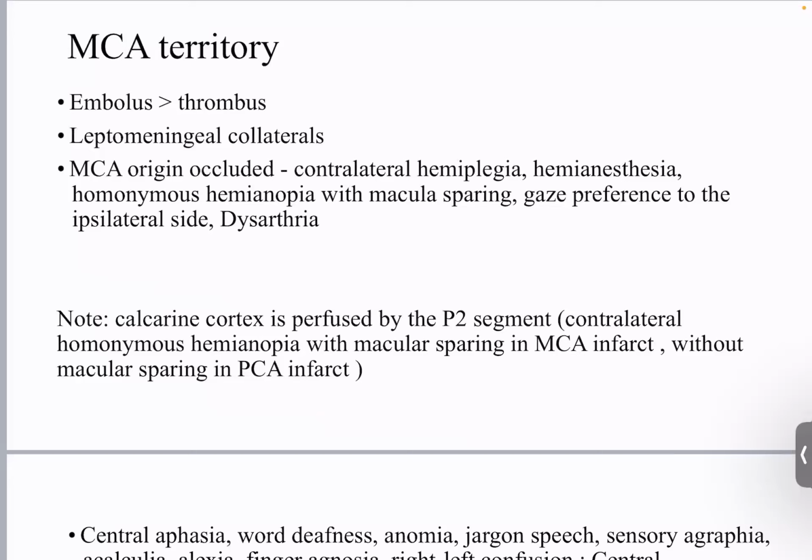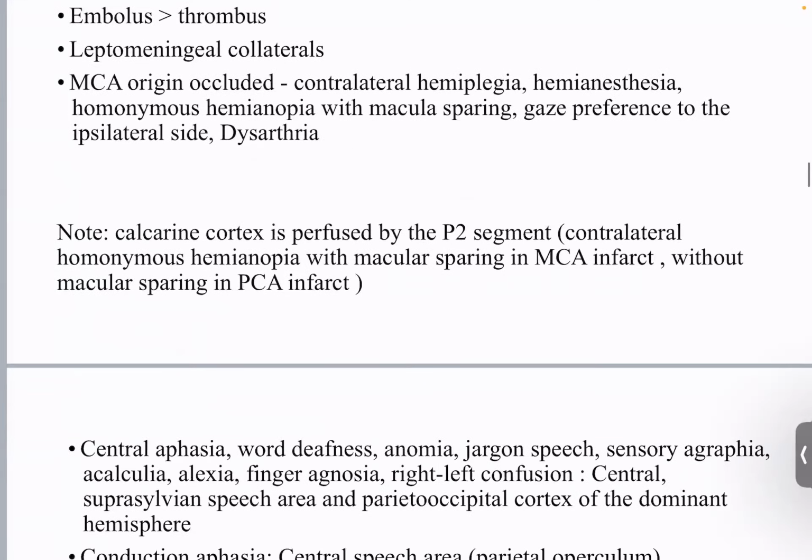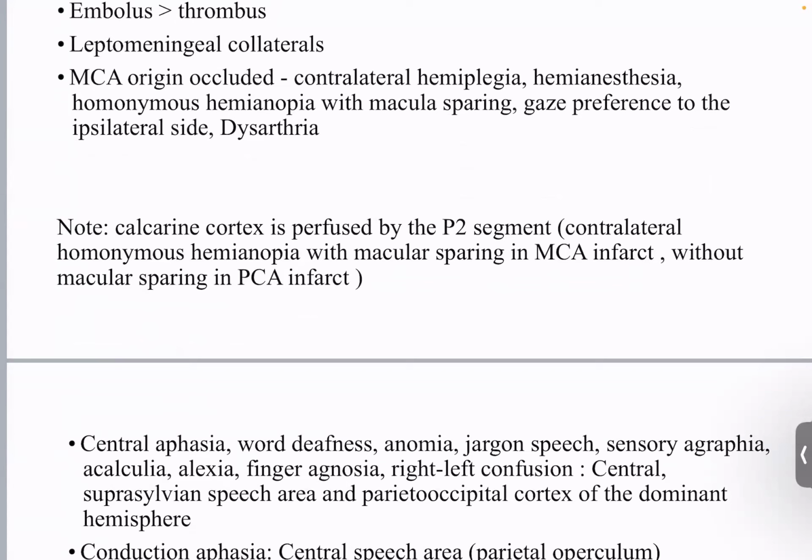In MCA territory strokes, most often it is an embolus rather than a thrombus. There are high leptomeningeal collaterals. If the MCA origin is occluded, it can cause contralateral hemiplegia, hemianesthesia, homonymous hemianopia with macular sparing, and gaze preference to the ipsilateral side, and dysarthria can be there. There is the calcarine cortex in the occipital lobe, which is perfused by the P2 segment. This is the reason for macular sparing.